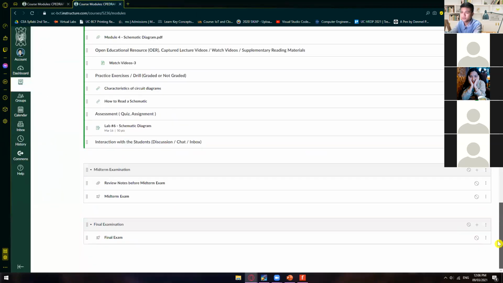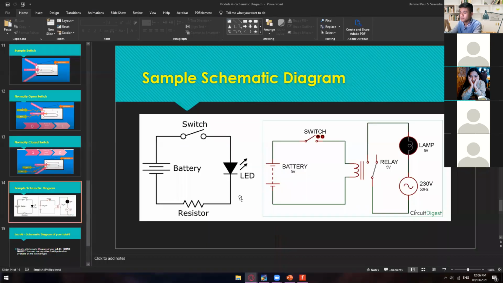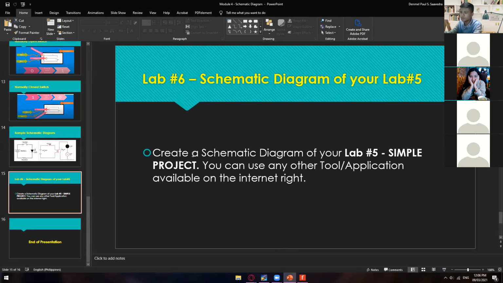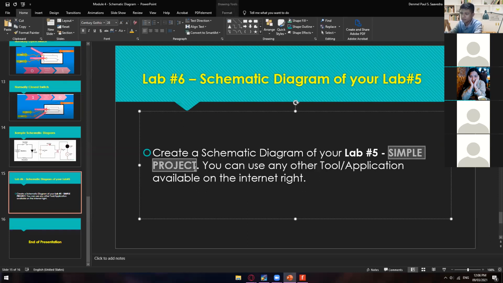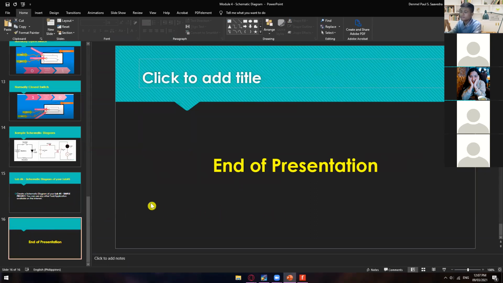That's it for module 4. For lab number 6, create a schematic diagram of your lab number 5. Whatever your project is, I need to see the schematic diagram of that one. You can use any tool or application that is available on the internet right now.